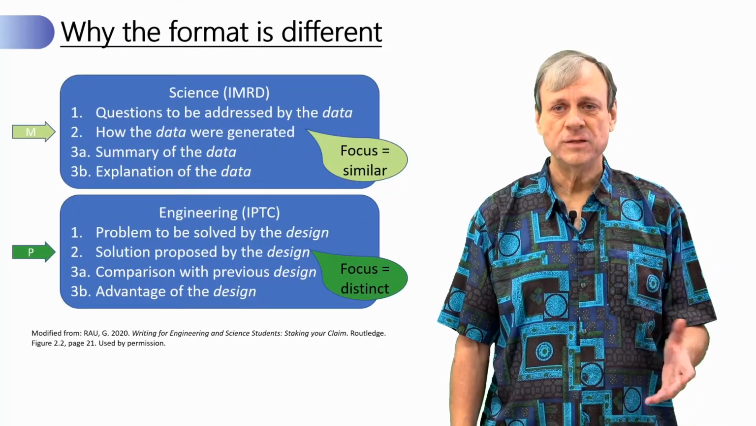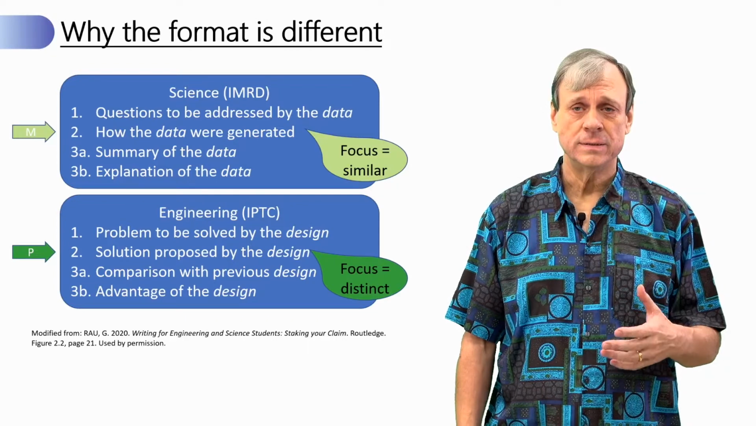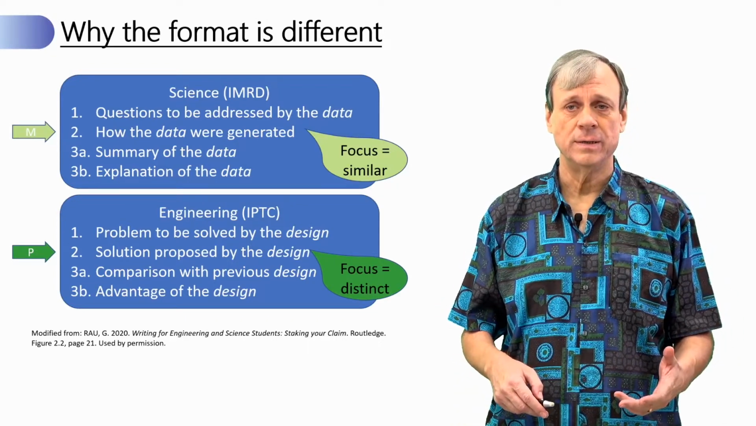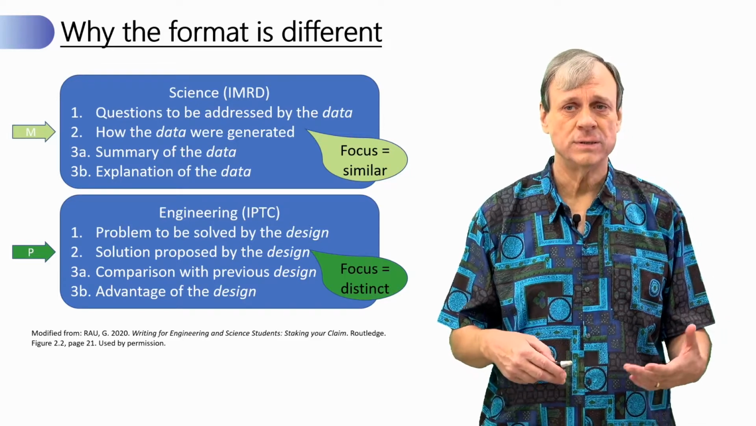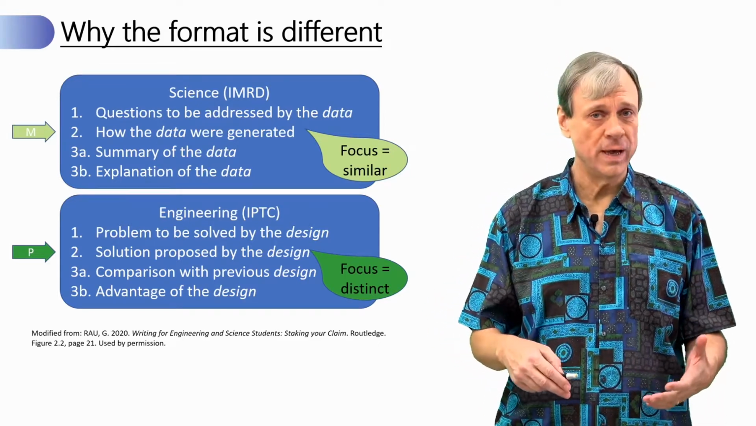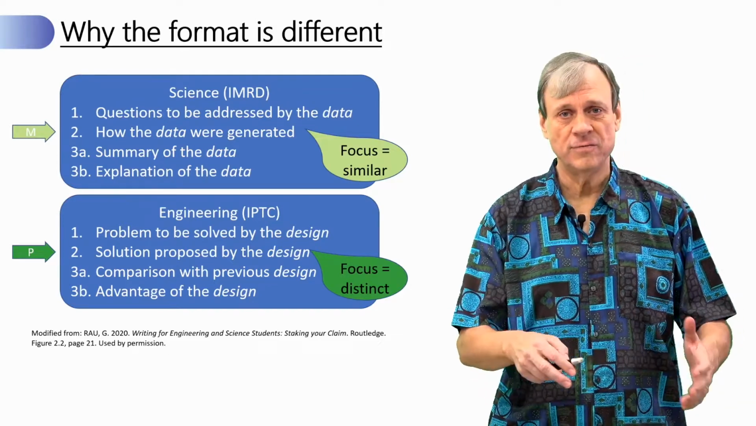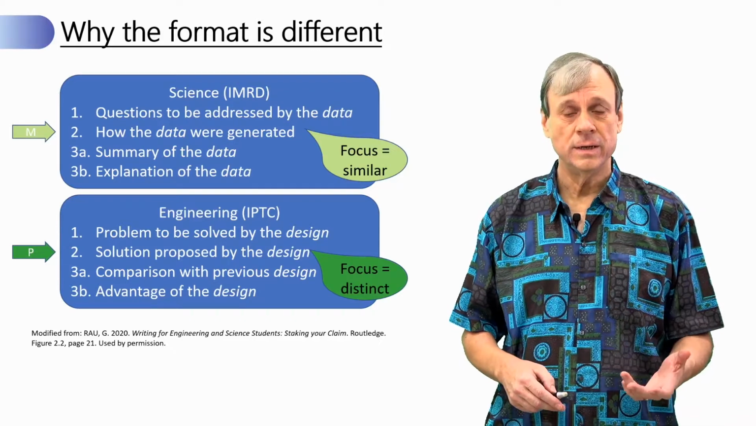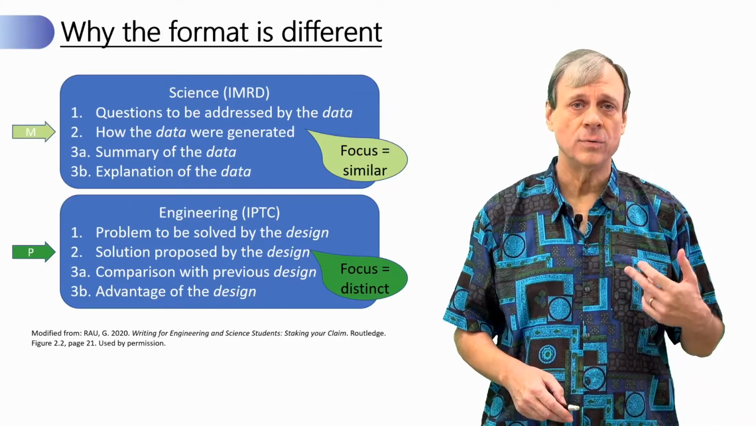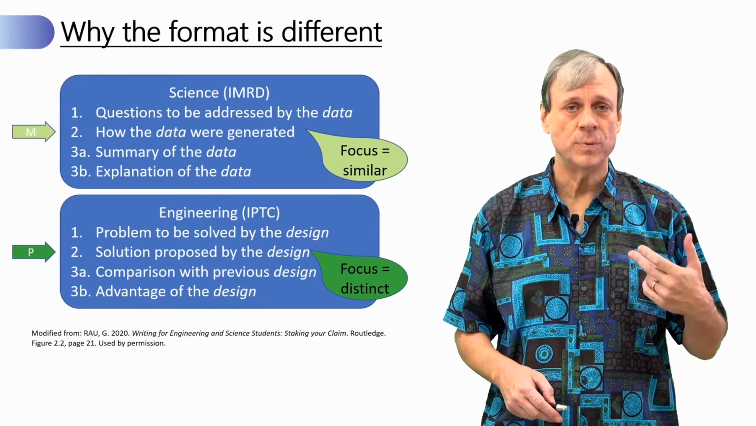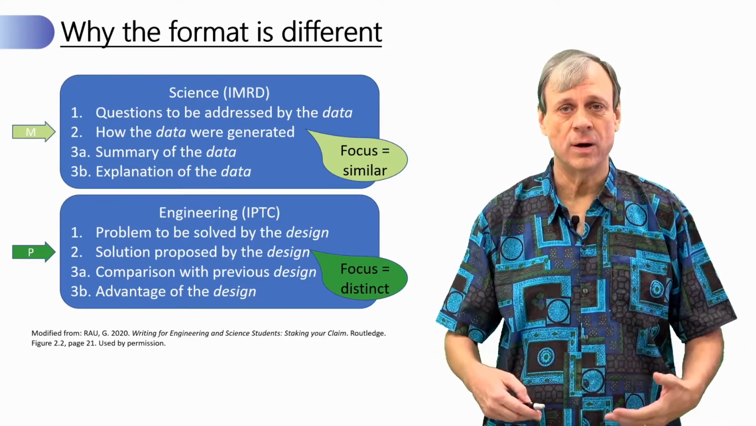Now, again, the difference between science and engineering is that in science, you're looking for the data that were generated. And therefore, your focus in the second division is on the fact that you used a similar method to get that data, and therefore you can compare your work with other work. In engineering, you're looking at how your work is distinct and how the new solution proposed is different from previous work.